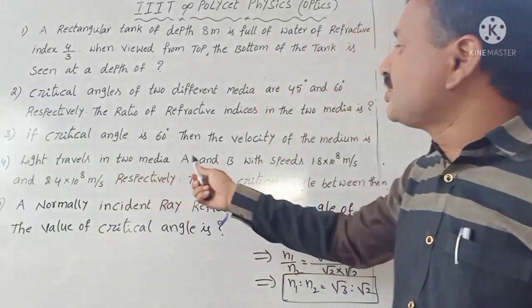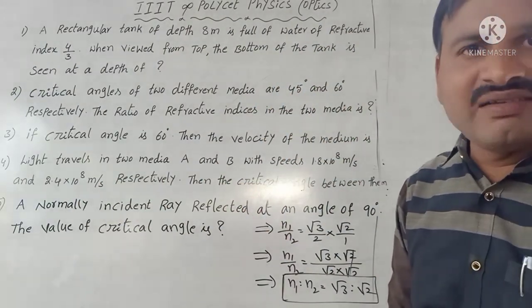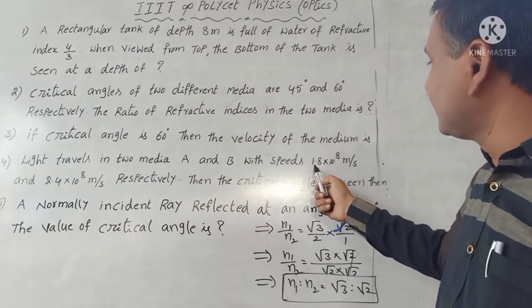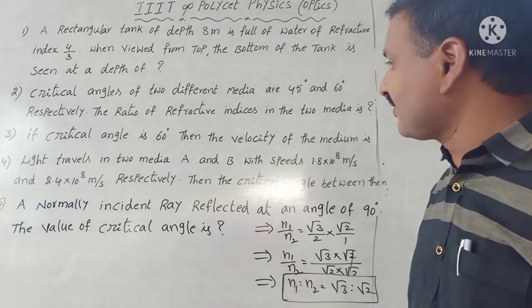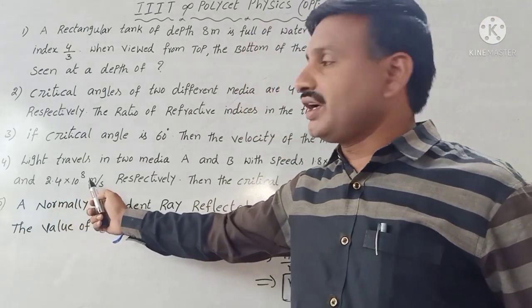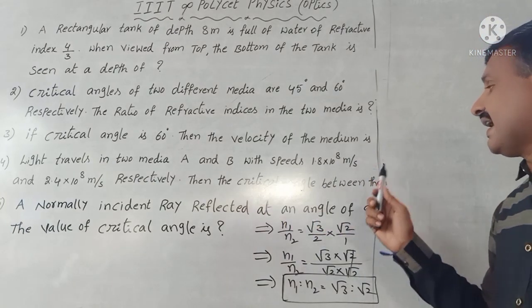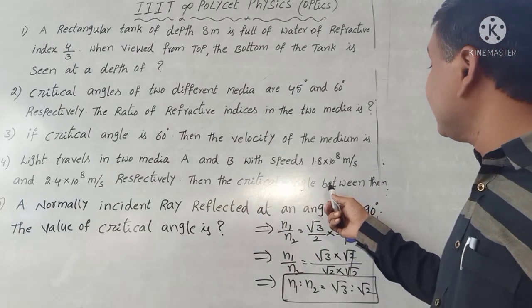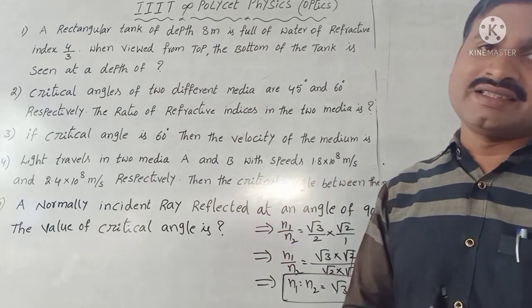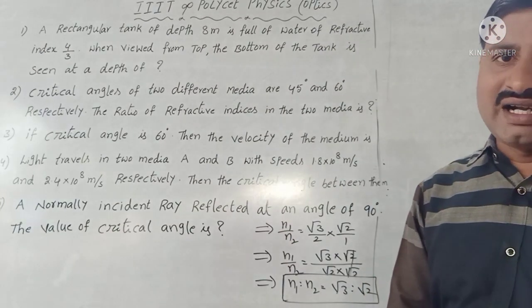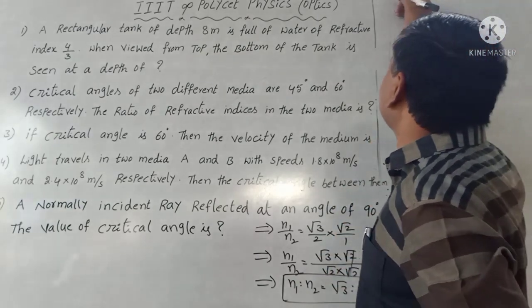Light travels in two media A and B with speeds 1.8 × 10^8 meters per second and 2.4 × 10^8 meters per second respectively. Then the critical angle between them is... In the previous class I already told what the relation of the critical angle is.